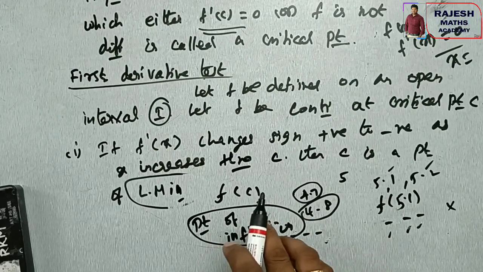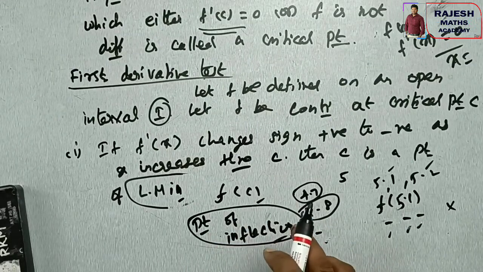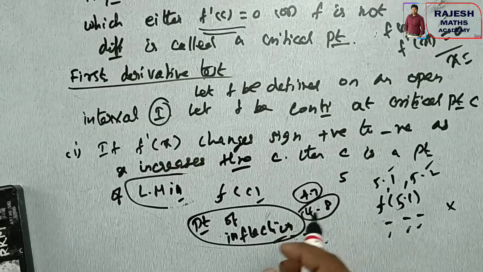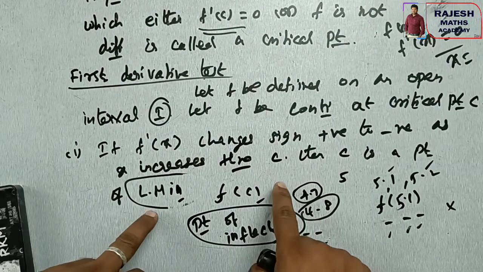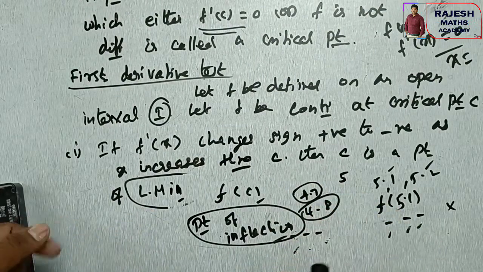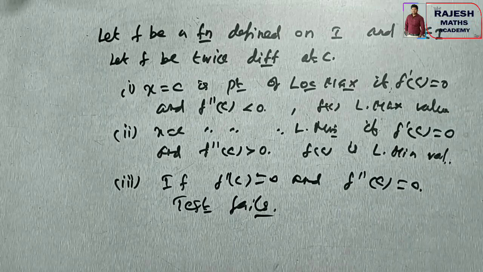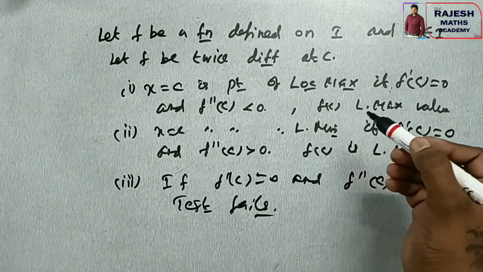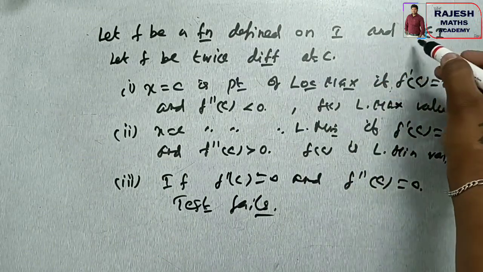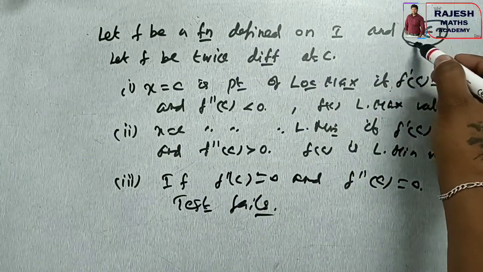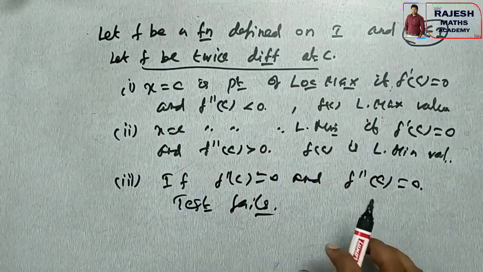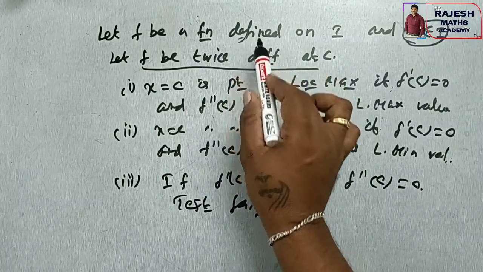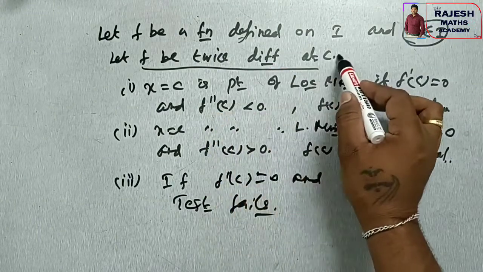Now for the same local maxima and local minima, we will use the second derivative test, and we will see that compared to the first derivative test, the second derivative test is easy. Second derivative test: let f be a function defined on the interval I, and I am taking a point C in the interval. Let f be twice differentiable at the point C, so f should be differentiable twice at the point C.